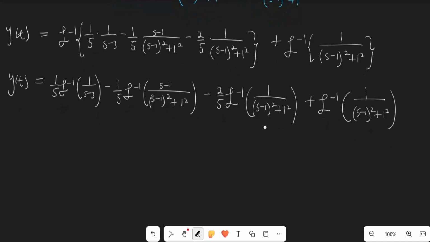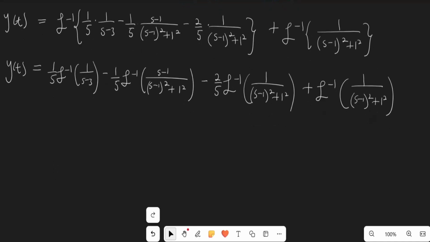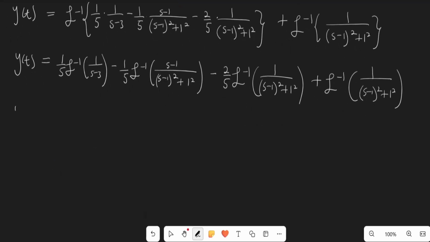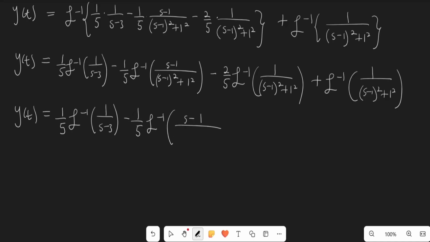You see that this one and this one are similar. So when you sum them, negative 2 over 5 plus 1 is going to be positive 3 over 5. So y of t is equal to 1 over 5 the Laplace inverse of 1 over s minus 3, minus 1 over 5 the Laplace inverse of (s minus 1) all over (s minus 1) all squared plus 1 squared, and now plus this one will sum to 3 over 5.